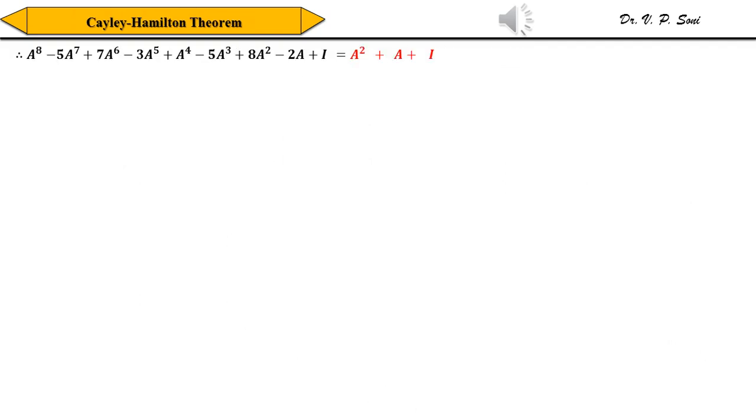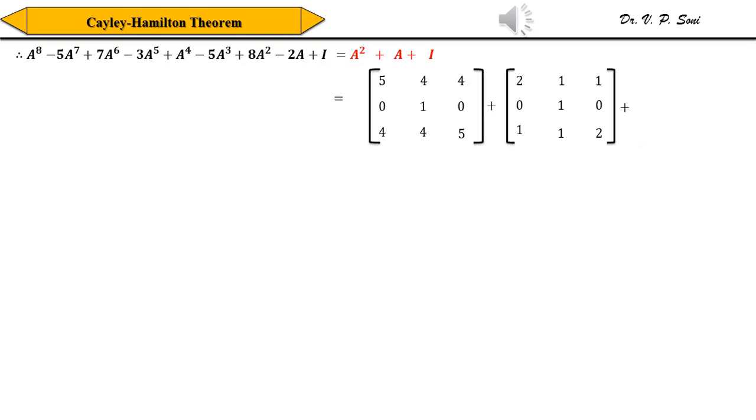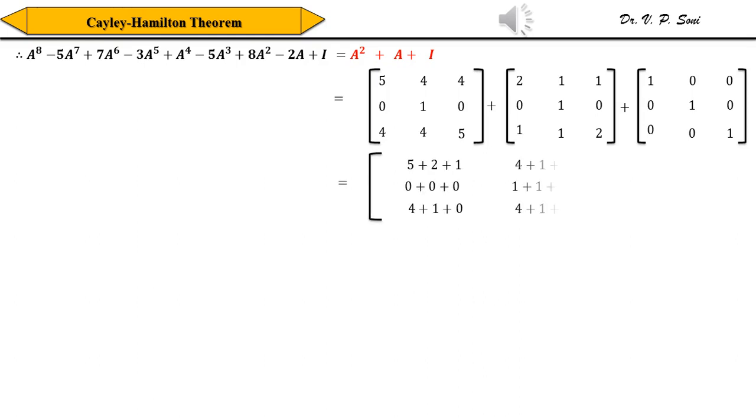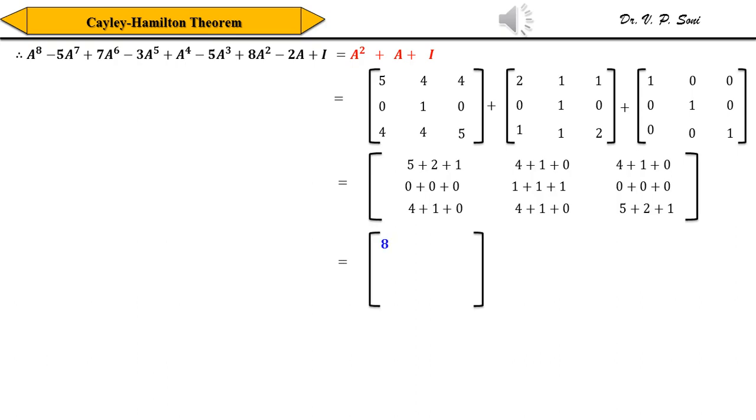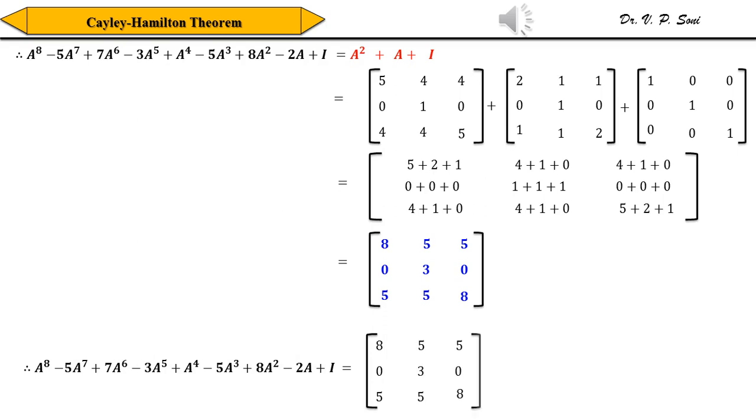Now put the matrix A square plus matrix A plus the identity matrix. Adding them, we get the matrix whose first row is 8, 5, 5, second row 0, 3, 0, third row 5, 5, 8. This means that the matrix which we have to find is first row 8, 5, 5, second row 0, 3, 0, third row 5, 5, 8.